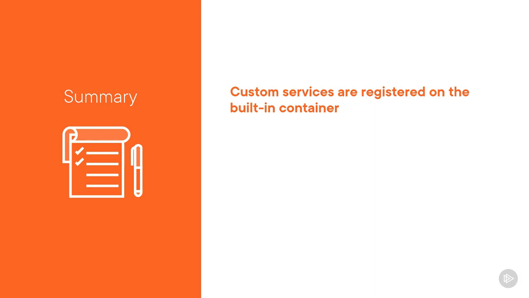We learned that there's 3 different lifetimes for services. Transient lifetime services are created each time they are requested. This lifetime works best for lightweight, stateless services. Scoped lifetime services are created once per request. And singleton lifetime services are created the first time they are requested. Every subsequent request will use the same instance.